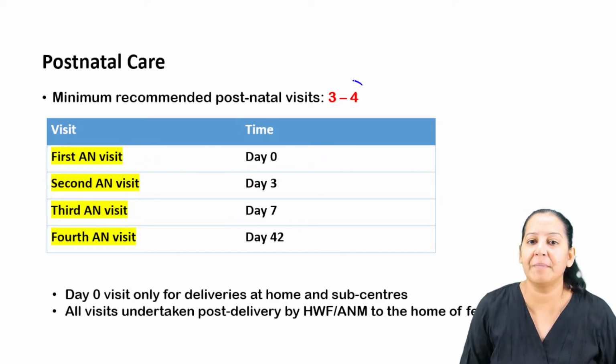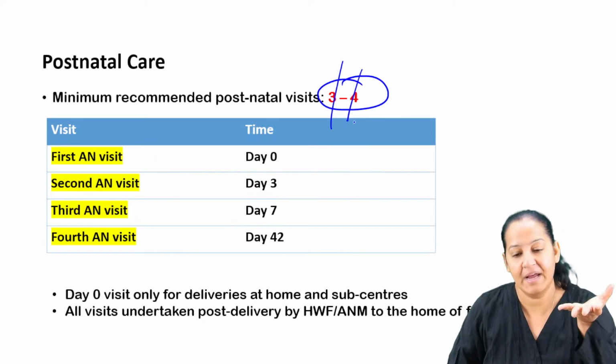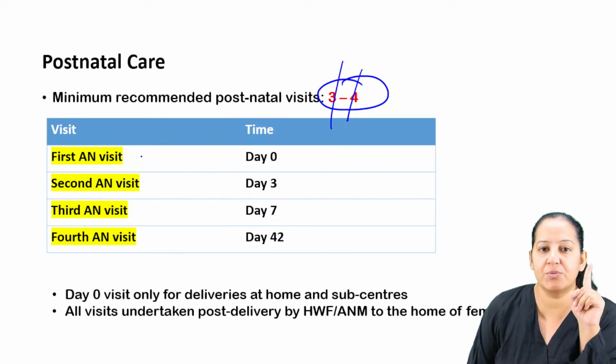In postnatal care, a minimum of 3 to 4 visits are required. If it's a home delivery, 4 visits are required. If it is an institutional delivery, only 3 visits are required, because in an institutional delivery, the day the lady delivers, she is already in the institute. So the first visit is on day 0.